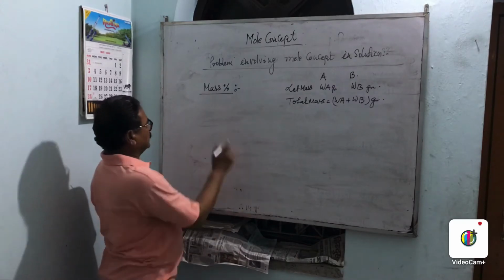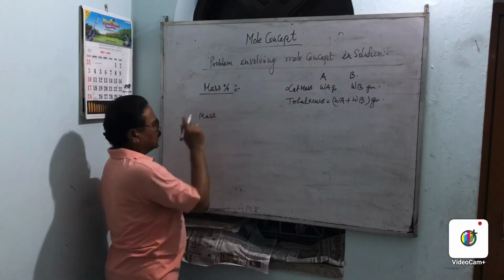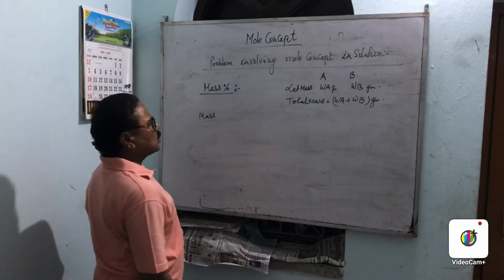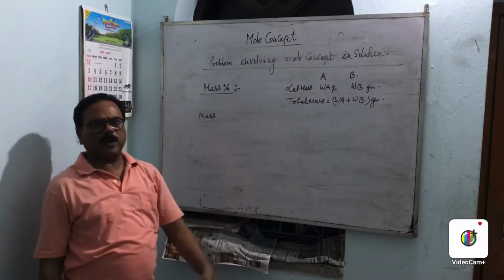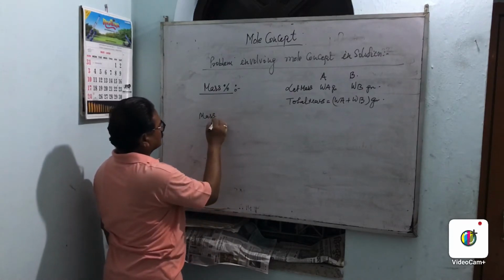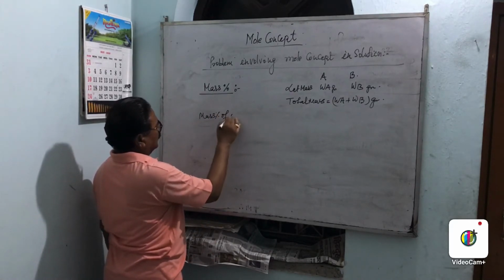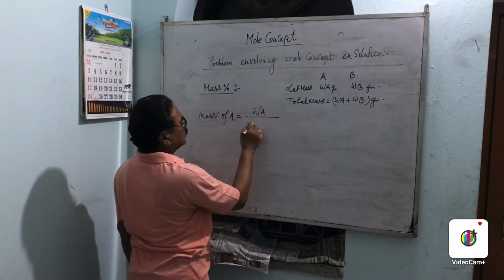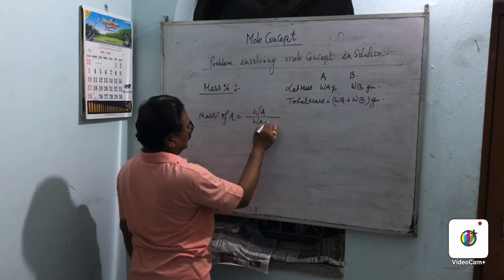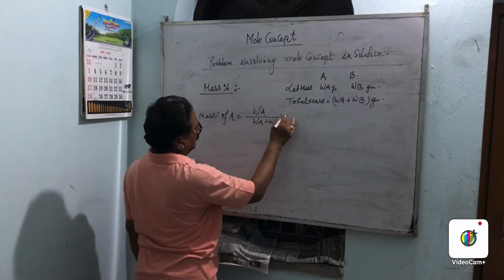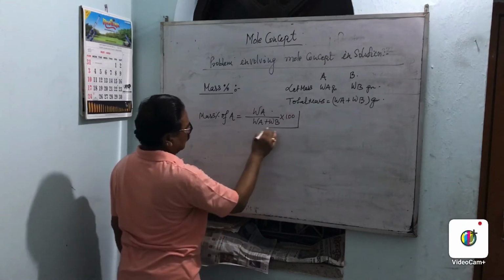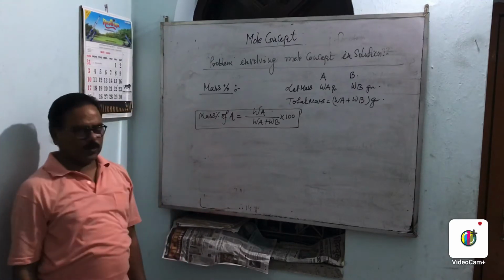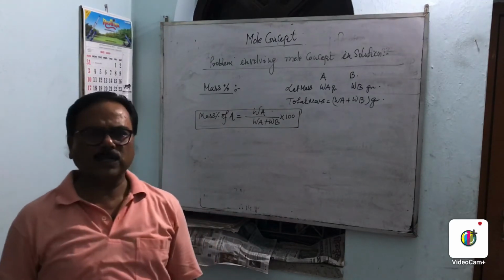So we can define the mass percent of a component as the mass of a component present per 100 parts by mass of solution. Mass percent of A is the mass of A divided by the total mass, WA plus WB, multiplied by 100. This is the formula of mass percent, the mass of a component present per 100 parts by mass of solution.